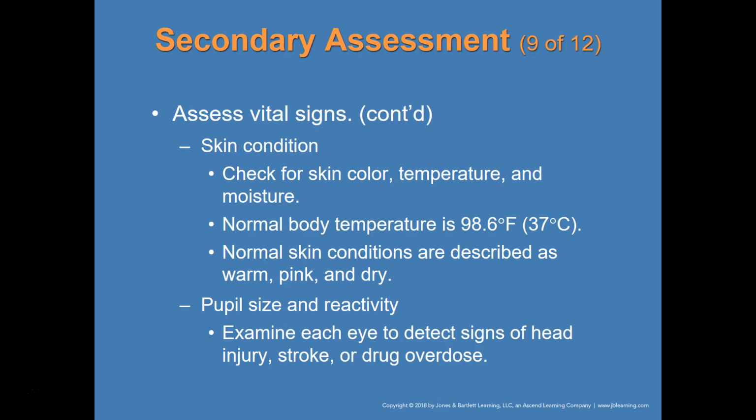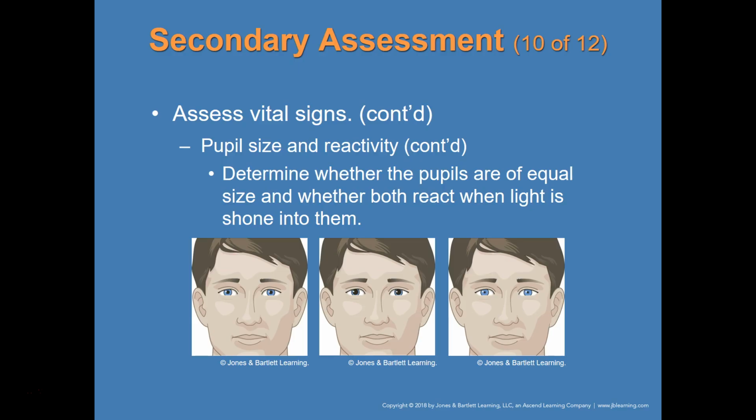Then we move into pupil size and reactivity. We should have looked at this in our secondary. We need to examine each eye to detect signs of head injury, stroke, or drug overdose. Here you can see a couple different examples. This would be normal eyes here on the left. These are dilated, enlarged in the middle, and then you can see they're very small. And these are all in the same light conditions.